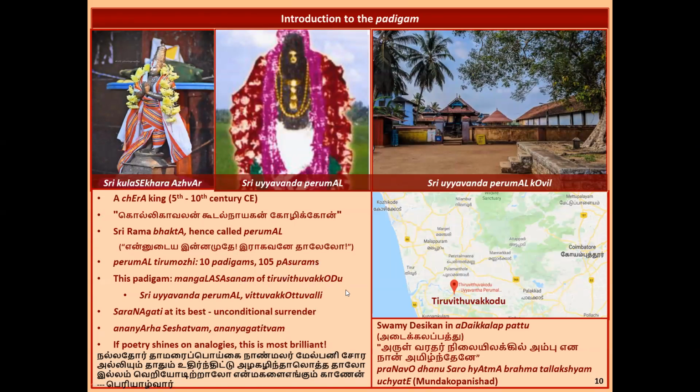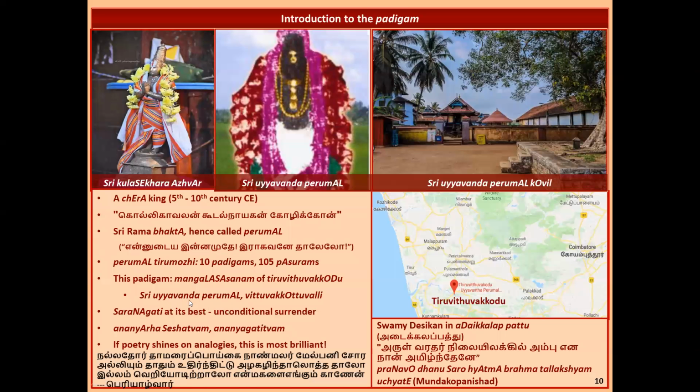So Tiruvittuva Kodu is a Divya Desam in Kerala. It's on the banks of the Bharatapuzha river. You can see my light blue river running, and that's the Bharatapuzha river. Tiruvittuvakodu is here, slightly lower in latitude than Coimbatore, for example, but it's on the Kerala side. So that gives you some idea of where Tiruvittuvakodu is.